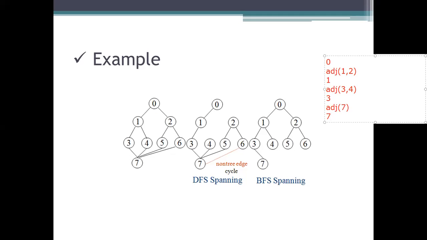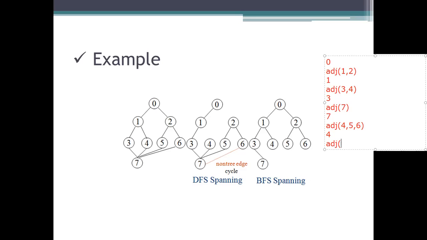Visit 7. What are the adjacent nodes of 7? 3 is visited, so we won't consider it; we take only the unvisited ones: 4, 5, 6. We visit 4. What is adjacent to 4? We only consider unvisited nodes. Since all are visited, no vertices are left.